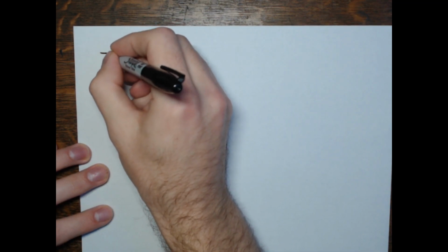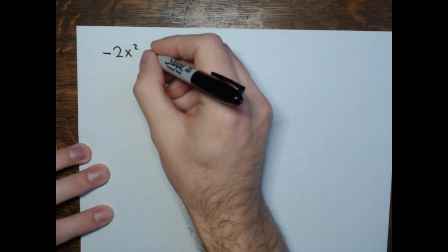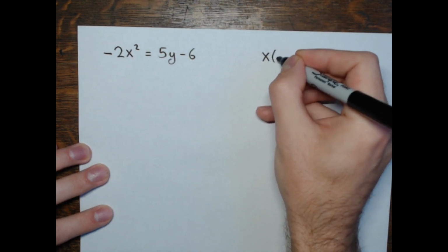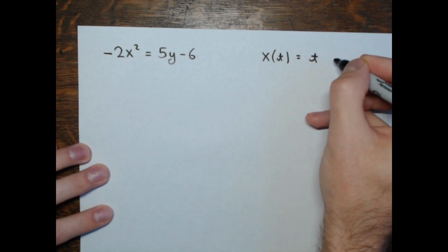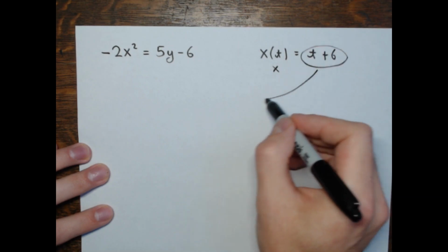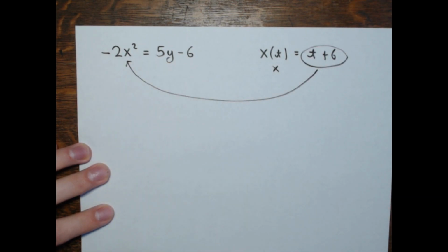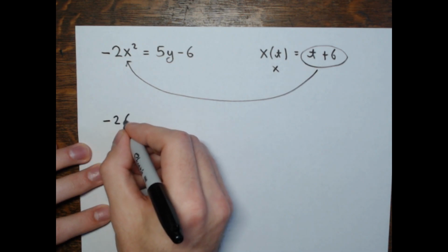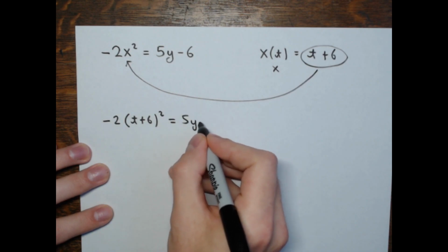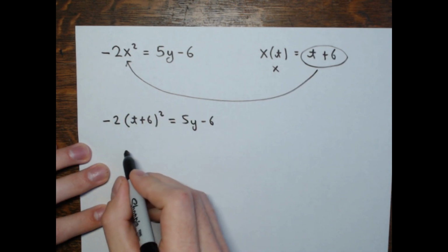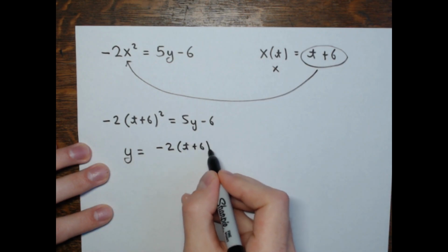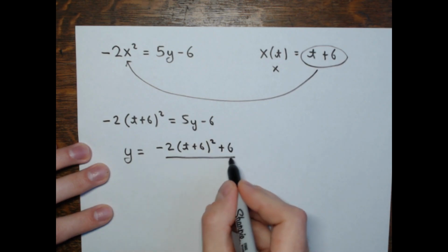So the rectangular equation is this, -2x squared equals 5y minus 6. And they give us this, x of t is t plus 6. So that's just replacing x in this equation. And then I can solve for y. So I have -2 times the quantity t plus 6 squared equals 5y minus 6, and then I can add 6 and divide by 5. So y equals -2 times the quantity t plus 6 squared, and then plus 6, all divided by 5.